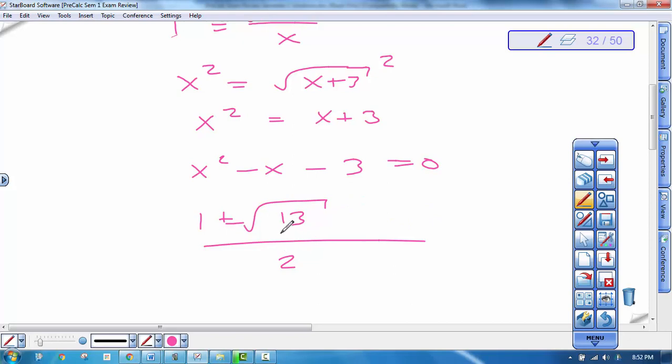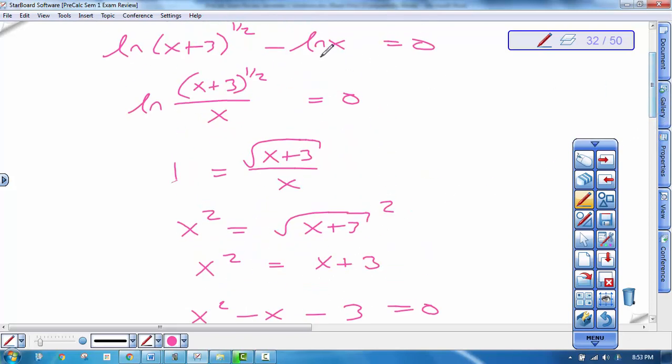Now, one of these might be extraneous. Yeah, it is. This 1 minus the square root of 13 is a negative number, so that minus isn't going to work. We can't have a negative once again because we can't take the log of a negative. And if you're not sure why, try taking the log of something negative and see what you get.